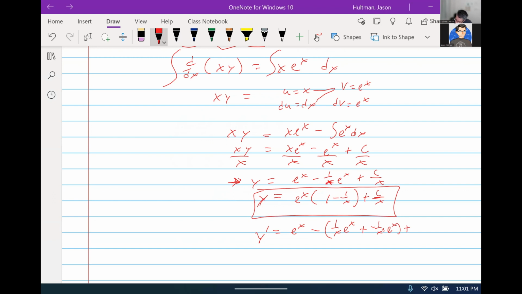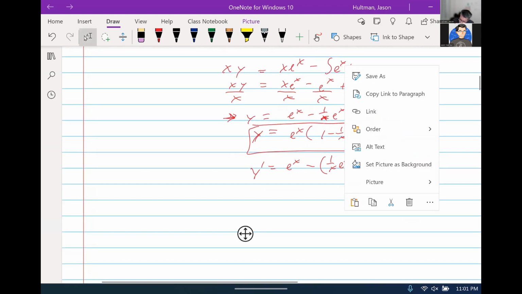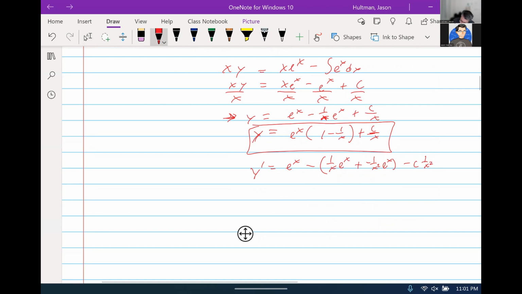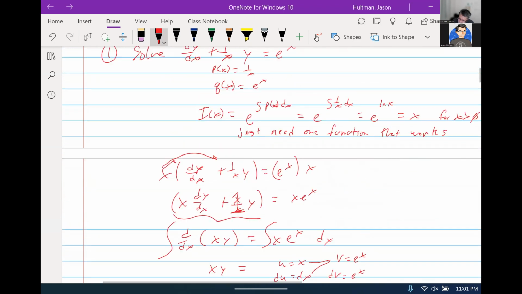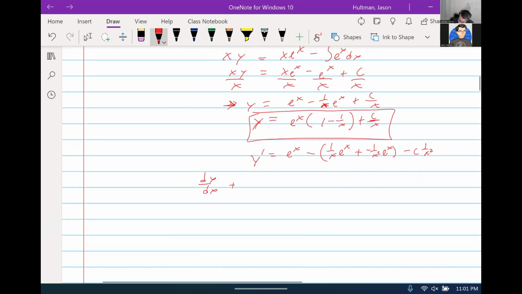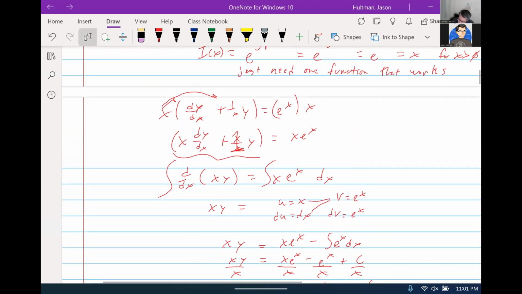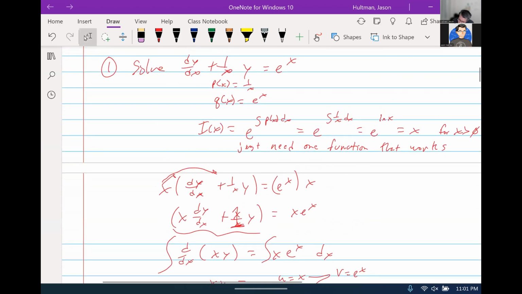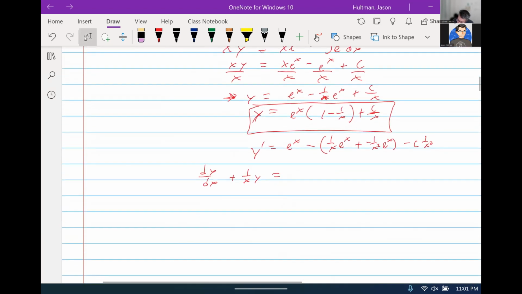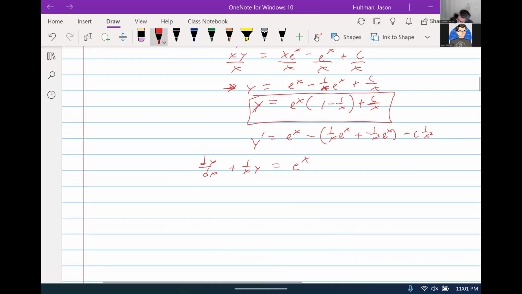Okay, plus c, this is going to be minus c 1 over x squared. Okay, and so we will get the derivative there. And so what does that tell me? That tells me that dy dx plus 1 over xy should equal e to the x, right? So yeah, it should equal e to the x. Let's see if this works. Okay, so we know what the derivative is.